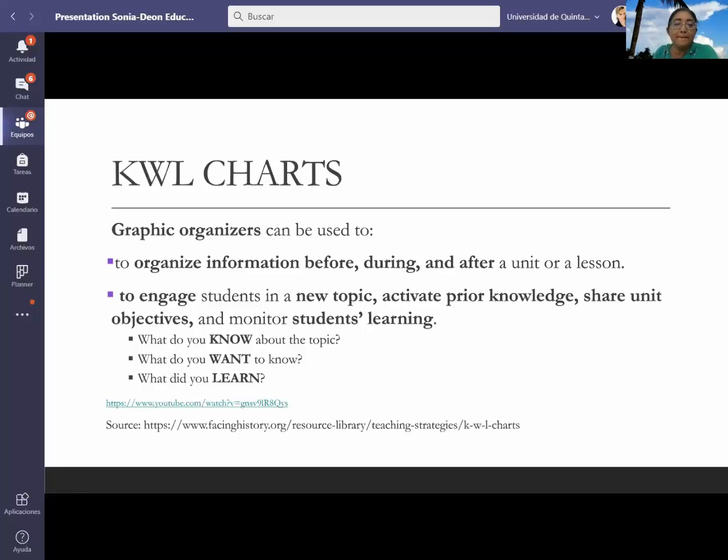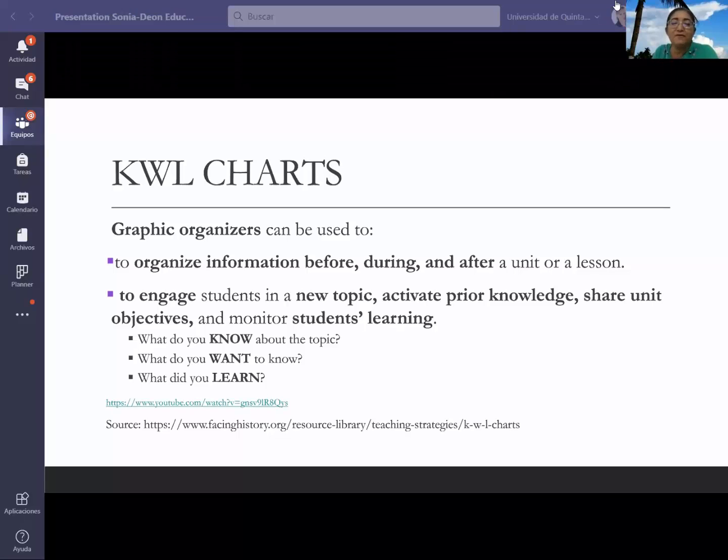So, anybody? Do you know the chart? Have you used it, or has any teacher used it to teach you?